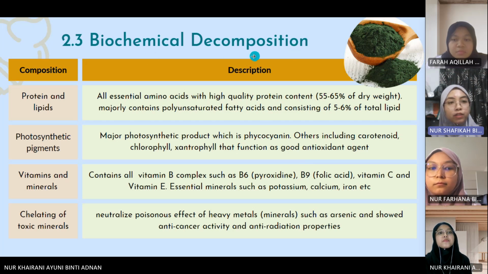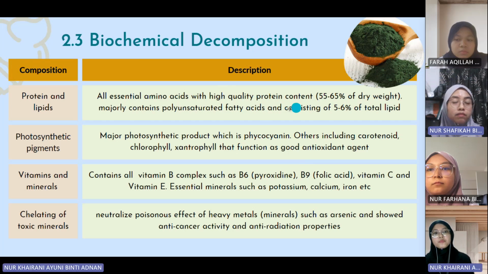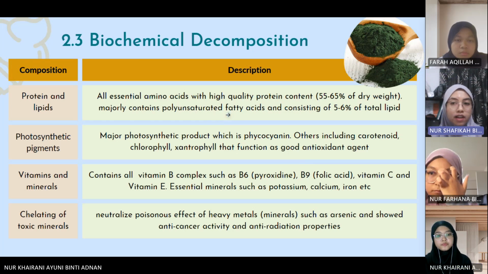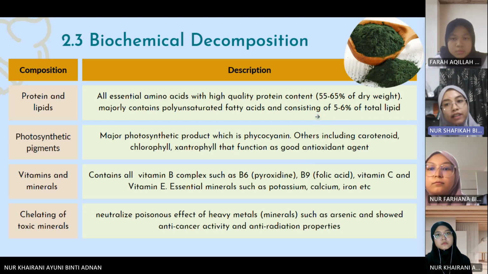So the first important composition is protein. All essential amino acids are contained in spirulina, with high quality protein content. This is compared to other plant sources such as grains and peanuts, which contain less than 45% protein. Lipids majorly consist of polyunsaturated fatty acids, consisting of 5 to 6% of total lipid, which contribute to their texture.